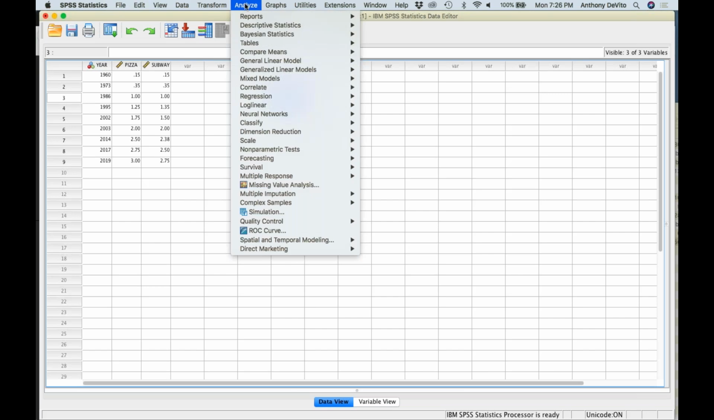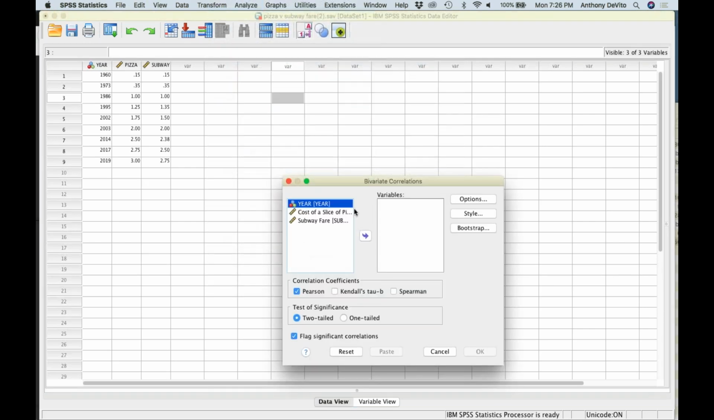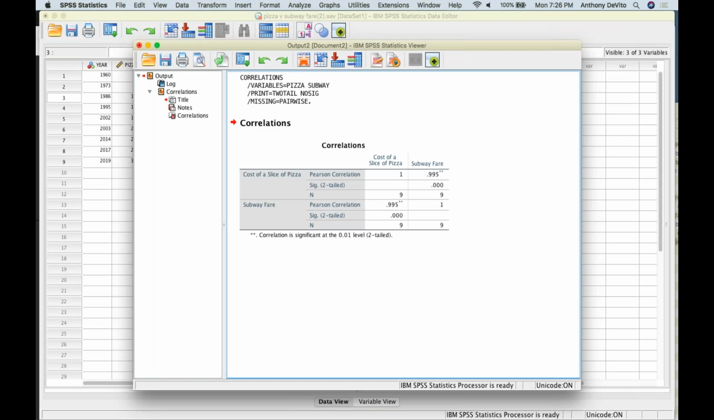I'm going to go to Analyze, then Correlate, then Bivariate. Why bivariate? I have two variables: the cost of pizza and the subway fare. I'm going to move the cost of a slice of pizza and the subway fare into my variables box. I have some options, but Pearson's correlation is primarily what I'm interested in here. I'm going to click OK. Next week I'll go over a little bit on how it's calculated. It's not something you absolutely need to know, but you might want to be exposed to it at least.